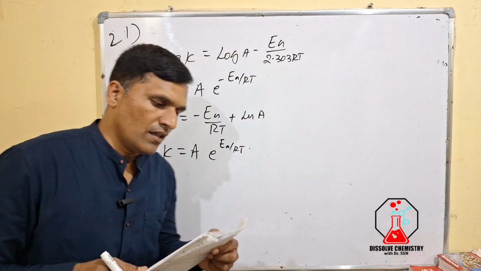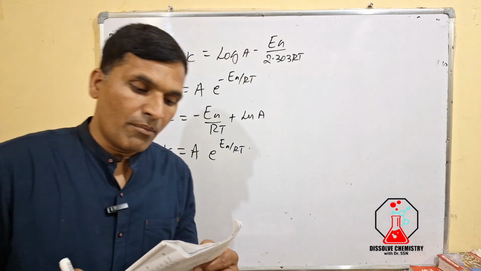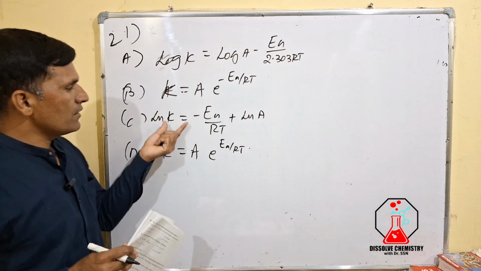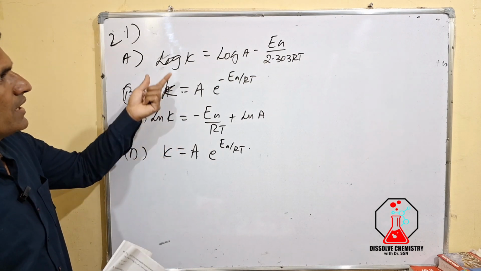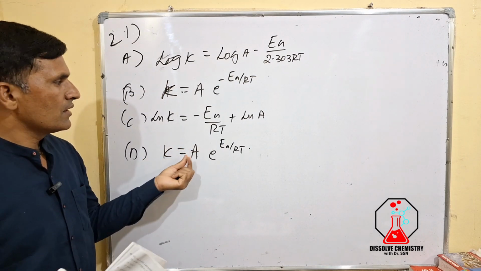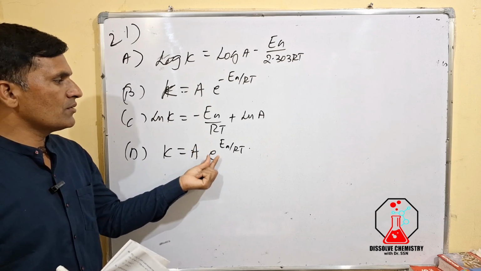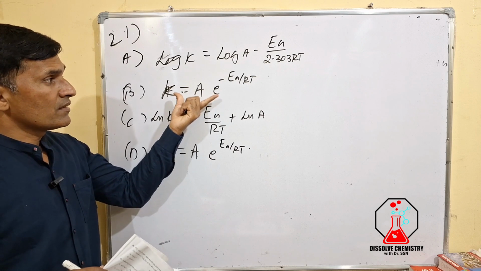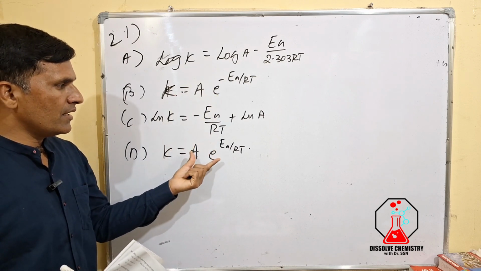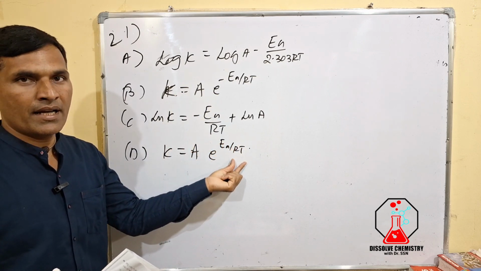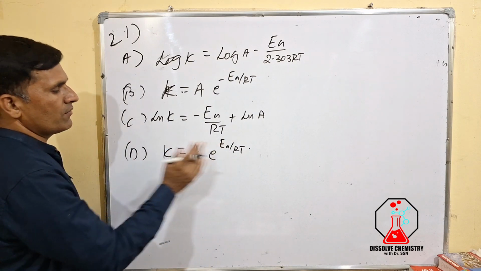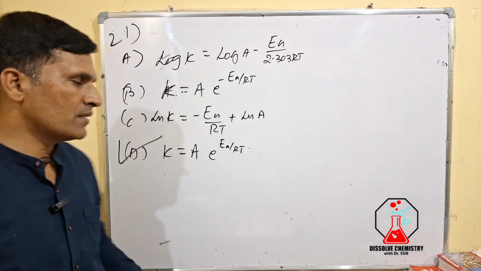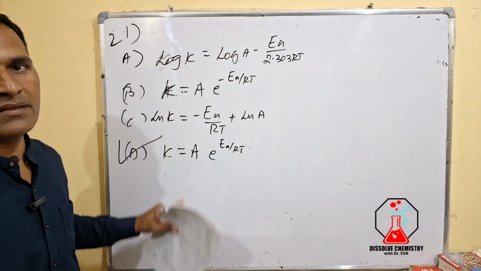Your question is which one of the following does not represent the Arrhenius equation? Only by looking into these equations we can make out. A into e to the power minus Ea by RT represents K, so that is your Arrhenius equation, and here you can see that it is plus Ea by RT. So by looking at the sign, we can say D is the right option. This is not going to represent the Arrhenius equation.